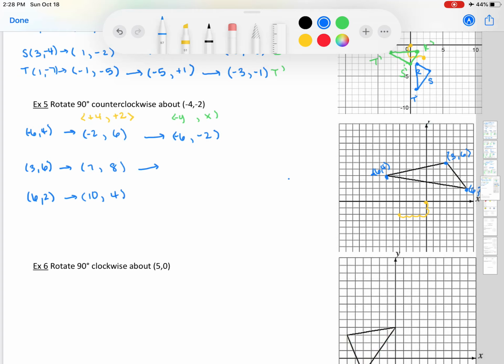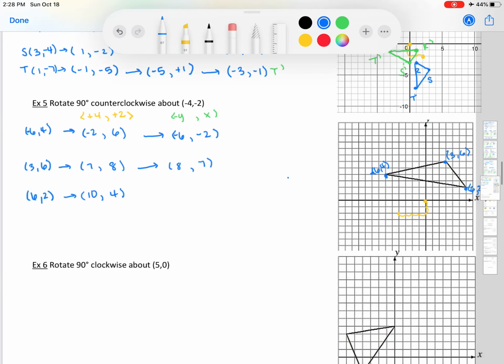Our second coordinate that went from being 3, 6 to 7, 8, we're going to flip them, your x and your y. So my 8 is now my x coordinate, and my 7 is now my y coordinate. And our 8 is going to change signs. My last coordinate, my y was 4, so now that's my x. My 10 was my x, so that's now my y. And my first coordinate is going to change its sign, so that is now a -4.